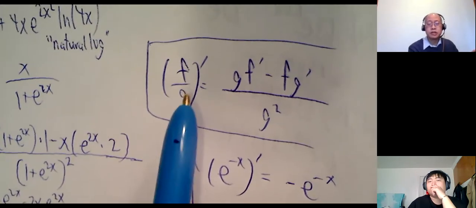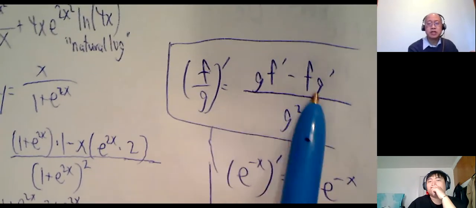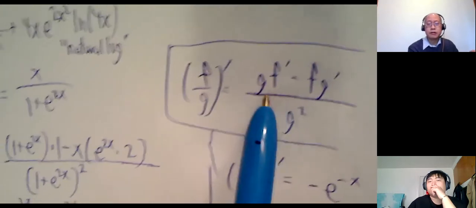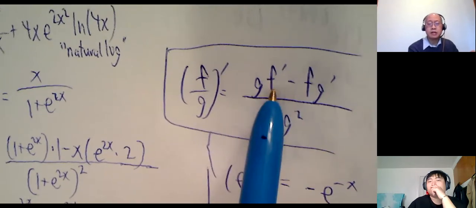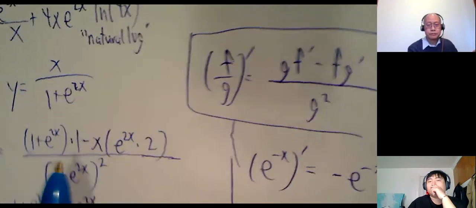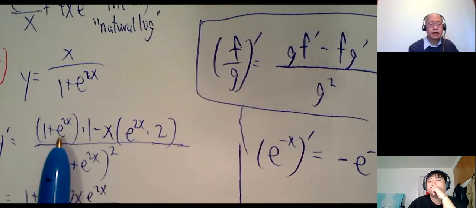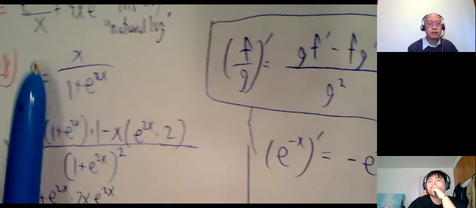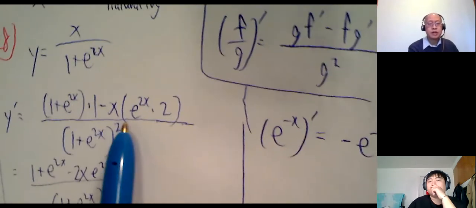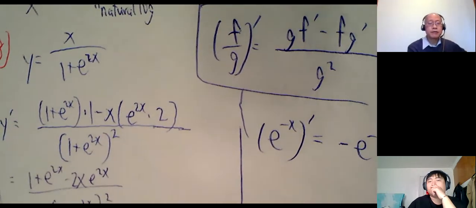So do you need to put it on your next cheat sheet? Go ahead. F over g prime equals gf prime minus fg prime, divided by g squared. In other words, the bottom times the derivative of the top minus, the other way around, top times the derivative of the bottom, all over the denominator squared. Okay, so here we go. Bottom, 1 plus e to the 2x times the derivative of the numerator, but the derivative of x is just 1, so you don't even have to write it if you don't want to. Minus the numerator, x, times the derivative of the denominator.